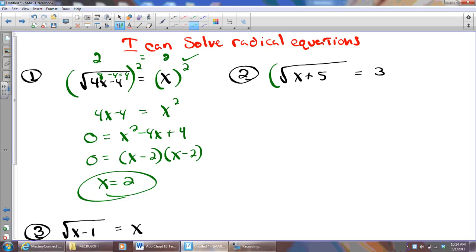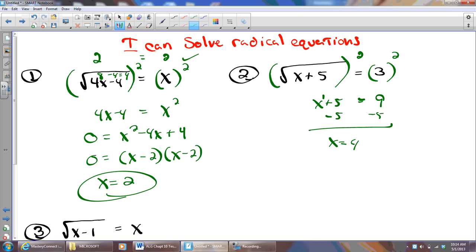All I did was square both sides. Well, 3 squared is 9. Now I'll do the easy side, the rad of x plus 5 squared, just x plus 5. This is a linear equation because the highest exponent is 1. And I'm going to subtract 5, subtract 5. X is going to equal 4. If I want to check it, I can go 4 plus 5, 9, rad 9, 3.